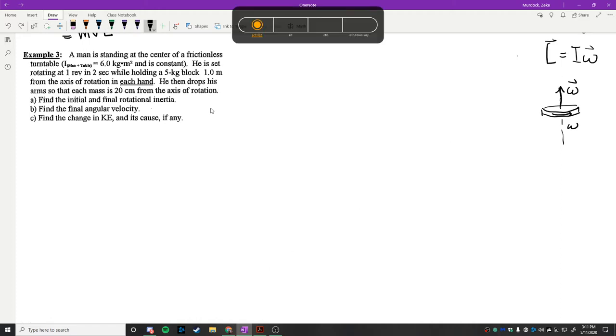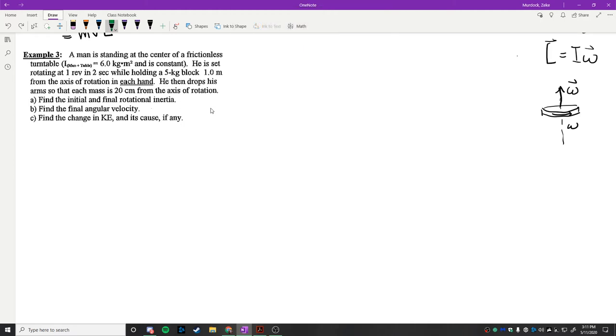right? There we go. The angular momentum vector also points in the same direction, just like linear momentum points in the same direction as velocity.